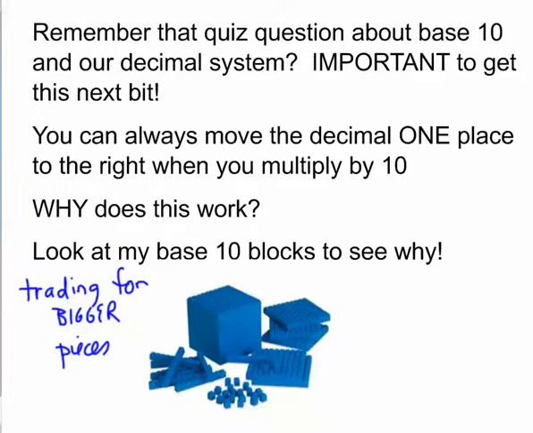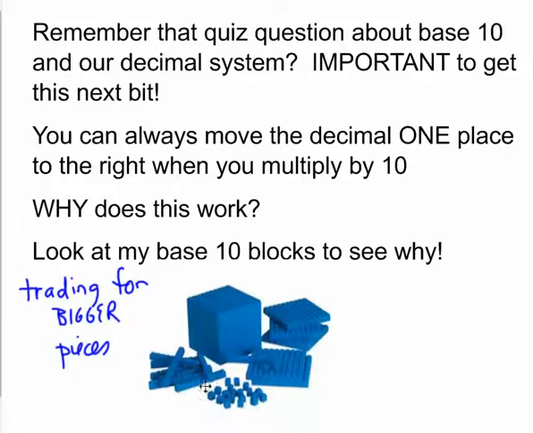And then we just looked at the base 10 blocks, and I was showing you if I have 2 of these little cubes, and I call each of those one little cube, and I multiply by 10, I'm really just trading for two base 10 blocks that are each 10 times as big. So instead of 2, I have 20.